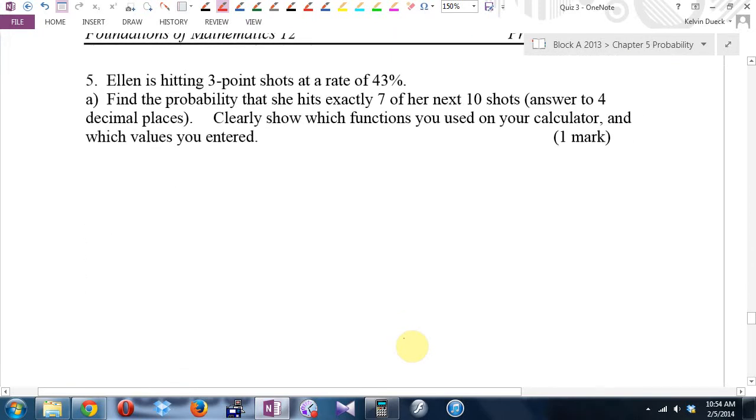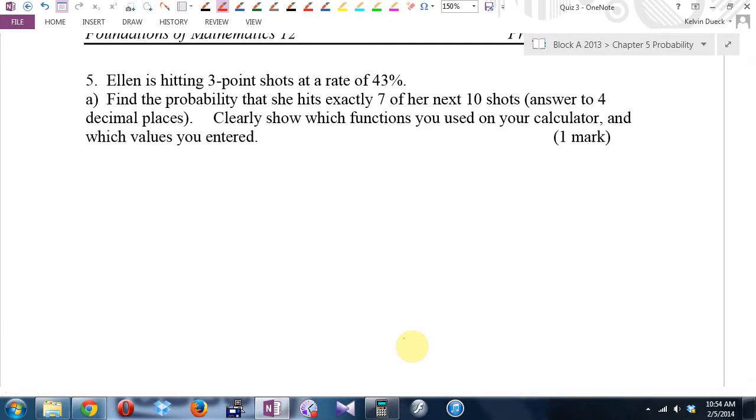Oh, Ellen, look at you! All-star. Mr. Dueck, did you change that question after you found out that I made All-star last week? Maybe. Sorry, couldn't resist. Ellen's hitting 3-point. Look at that, at a blistering 43%.